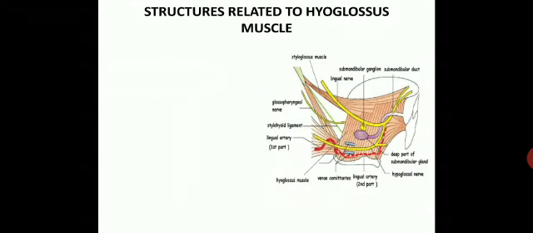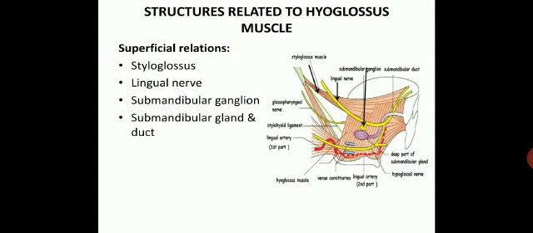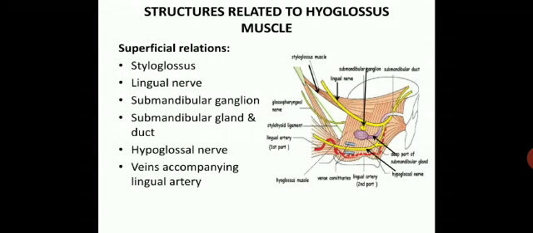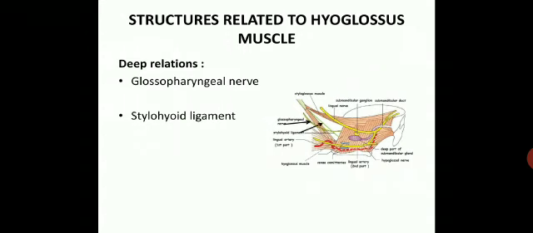Structures related to hyoglossus muscle. Hyoglossus muscle is the key muscle in this region, that is in the submandibular region. So the structures related to the hyoglossus muscle are very important. The superficial relations include styloglossus, lingual nerve, submandibular ganglion, submandibular gland and the duct, the hypoglossal nerve and the veins accompanying the lingual artery. All these structures form the anterior or the superficial relations. The deep relations include the glossopharyngeal nerve, the stylohyoid ligament and the second part of the lingual artery.